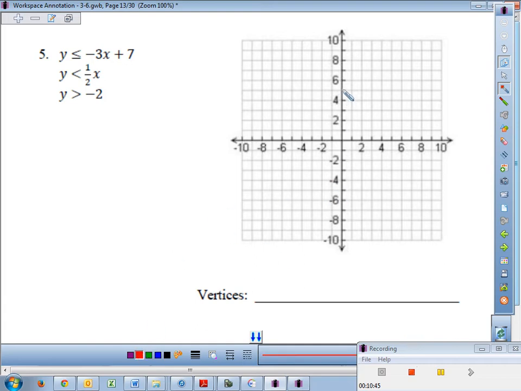Y-intercept is 7. Slope of -3. Xander, solid line or dashed line? Solid. Why? Which part of that really matters? It's a less than anyway, not a greater than. Because of the equal to bar. Where would we shade, my friends? Above or below? Below. So just a real light indicator of here's where I'm shading.